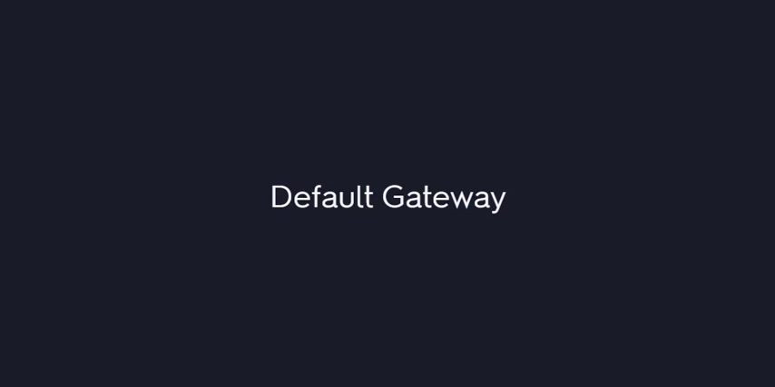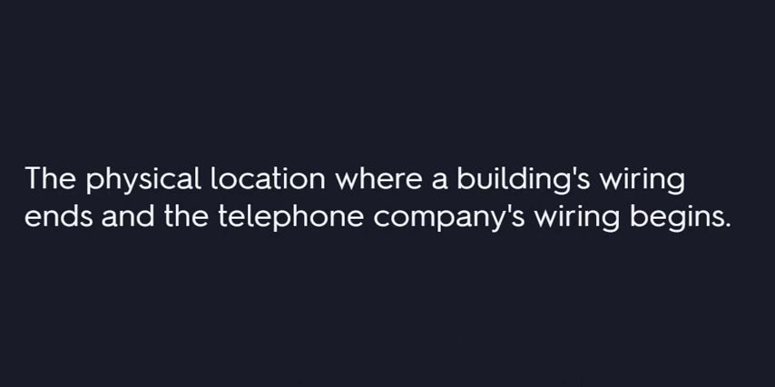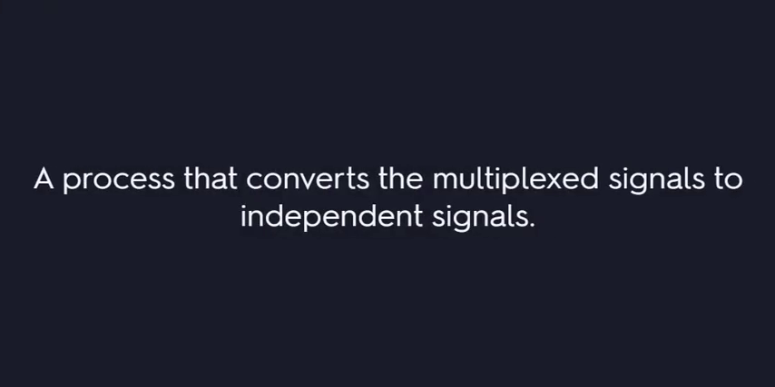Default gateway. A polling technique in which nodes signal their state, either ready to transmit or idle, to an intelligent hub. The hub polls the state of each node and grants permission to transmit. Demand priority. The physical location where a building's wiring ends and the telephone company's wiring begins. Demarcation point. Demultiplexer. A process that converts multiplexed signals to independent signals.